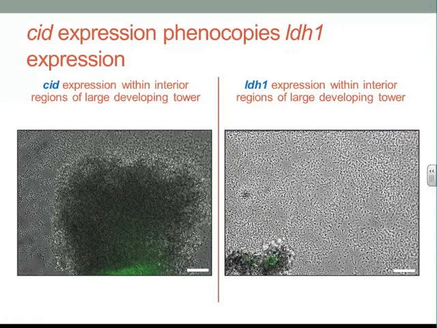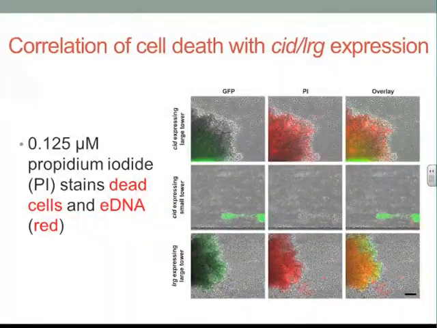And on the left, just showing wild type again with the side promoter fusion to GFP, and you see that they both look similar in terms of being inside of these interior regions of these large developing towers. So obviously we know that these two operons are known to be involved in the effectors of cell death. So our next step was to stain for dead cells and eDNA.